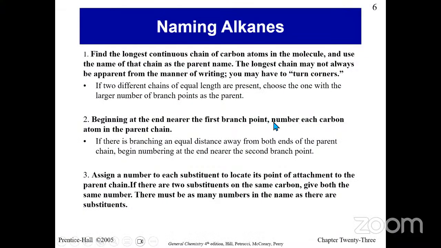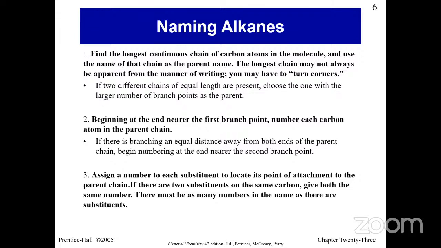All right, so these are the rules I'm about to get into, and I'm going to go into some actual examples so that you can follow the rules. I think the best way to learn the rules is to apply them to different situations. So the first rule says you find the longest continuous chain of carbon atoms in the molecule and use the name of that chain as a parent name. Remember, one part of the name of the alkane is a parent name. So this rule is helping you to determine or derive the parent name for the alkane, right?